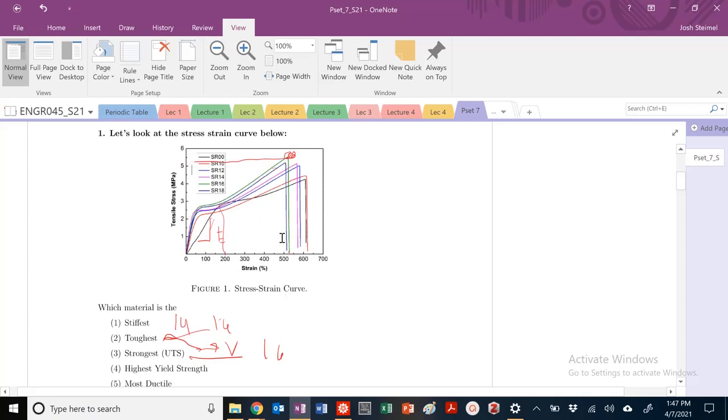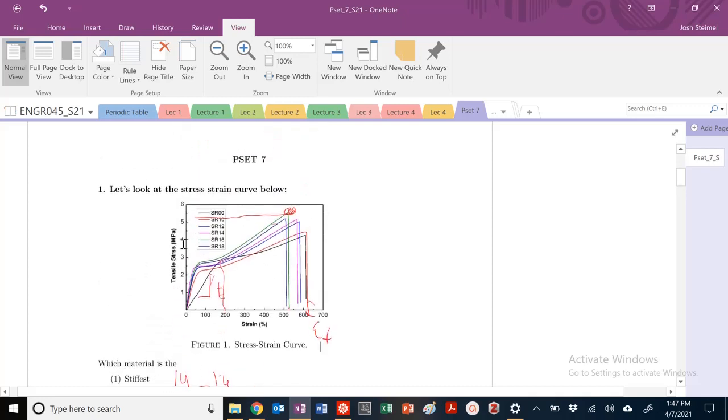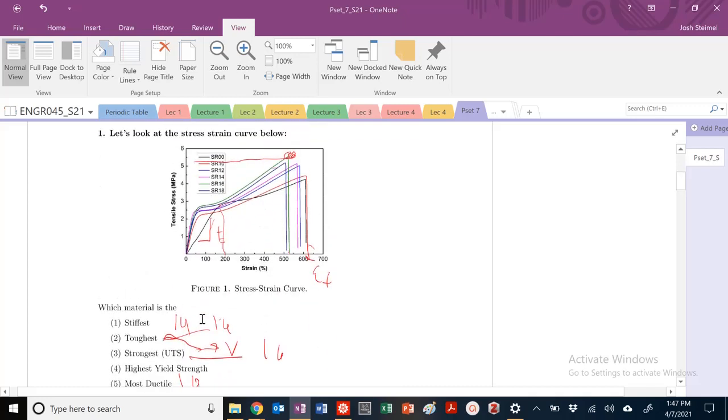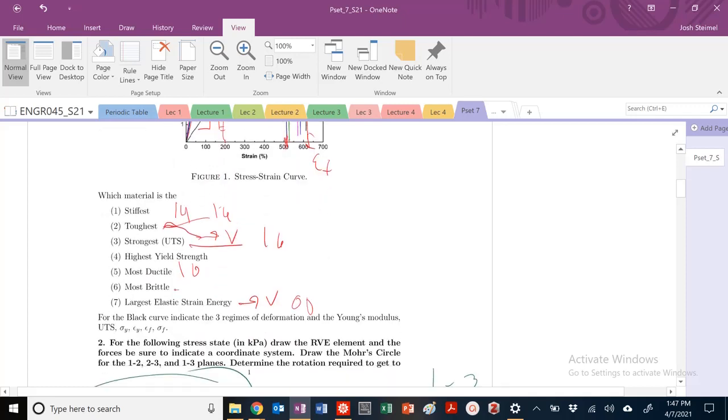Most ductile. That would be the highest strain at fracture. That would be my red curve here, so I think it's SR10. Most brittle, the one that fractures first. So it'd be this one right here, my darker blue. So I think that'd be 18, SR18. And again, we've already answered that question.